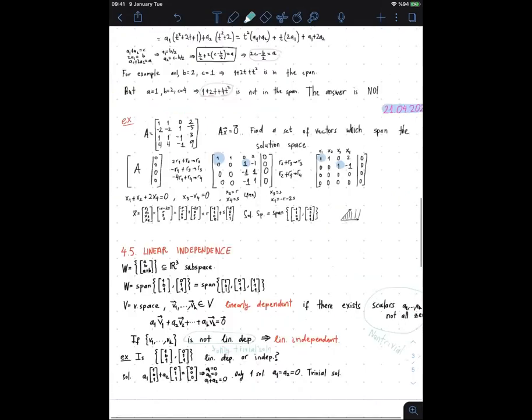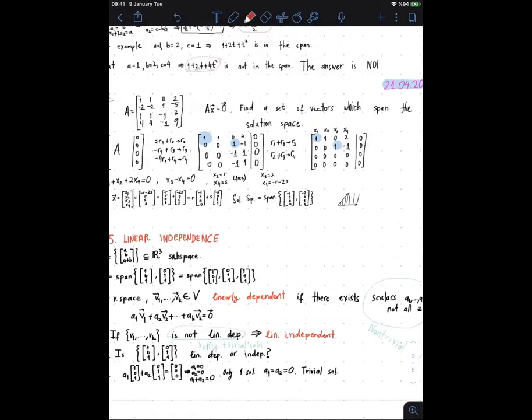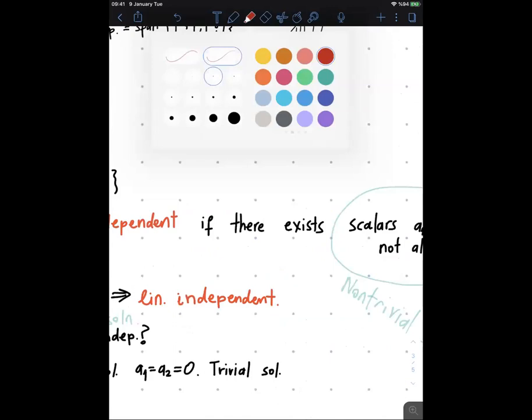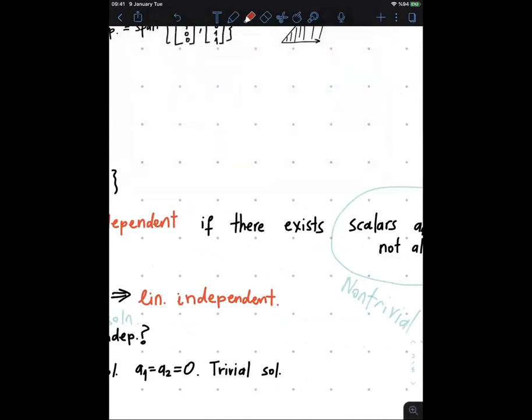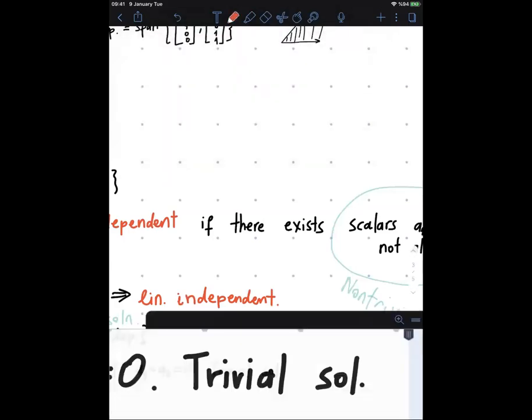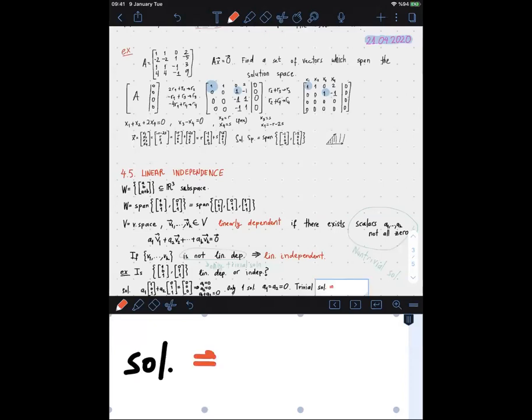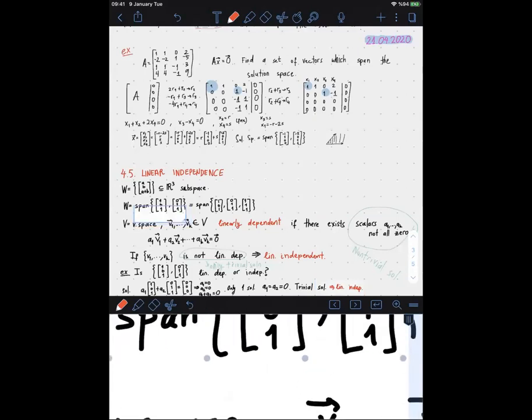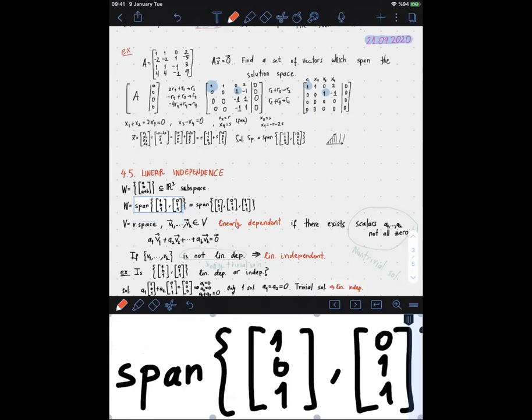So in this case, the answer will be linearly independent. This is my red. So this means linearly independent. They are not linearly dependent, yes. Okay, so we found that this first set of vectors, these two vectors, is linearly independent.